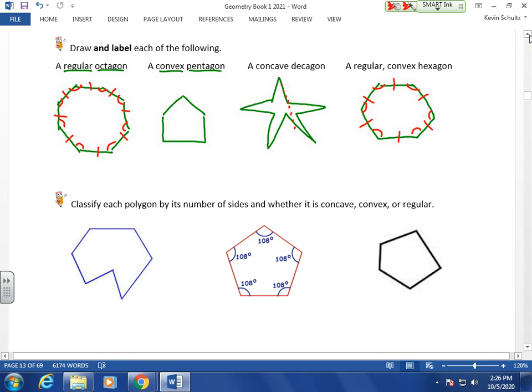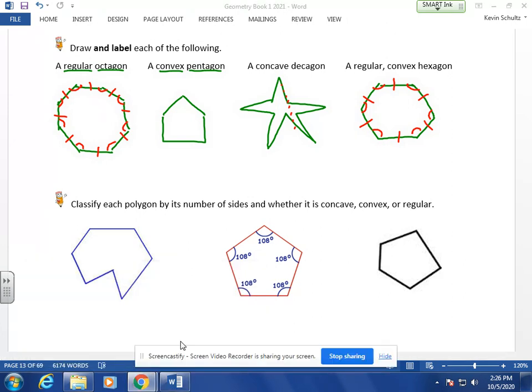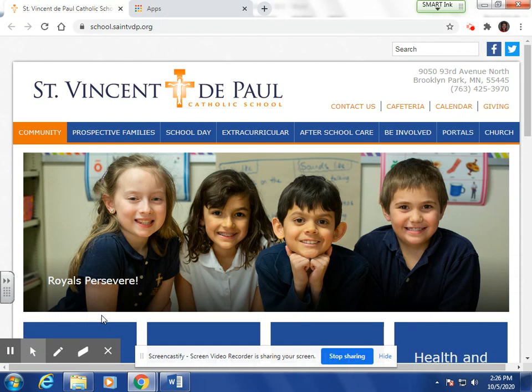Down below here, it says classify each polygon by its number of sides and whether it is concave, convex, or regular. Take 2 minutes and just answer these 3 yourself. We'll come back and take answers, but give you a chance to kind of practice this.